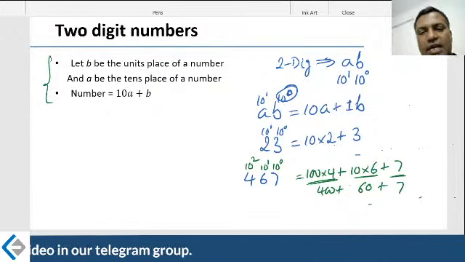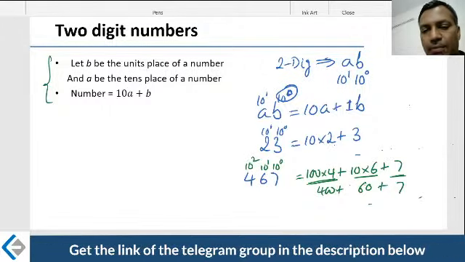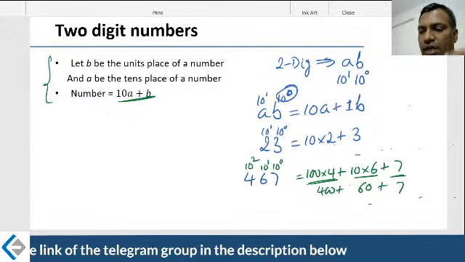If B is the units digit and A is the tens digit, then that's how I tried to explain that AB can be written as 10A plus B. Now let me come to the important point on that. This is not what I wanted to tell. Knowing this, therefore what?